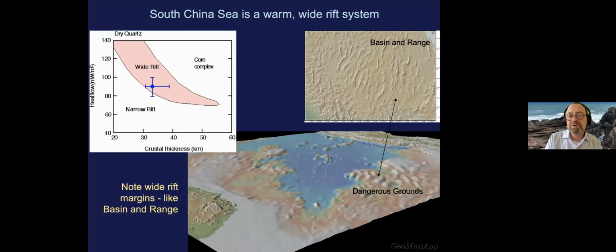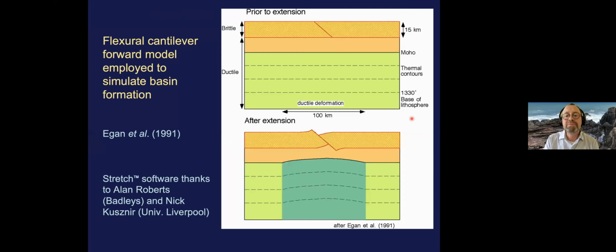So what sort of a rift is this? It's a wide sort of rift, weak lithosphere, more similar, say, to the Basin and Range than to East Africa, as we were reading about earlier. And I'm using here this subsidence modeling software, the flexural cantilever model from Egan et al., written by Alan Roberts and Nick Kusznir.